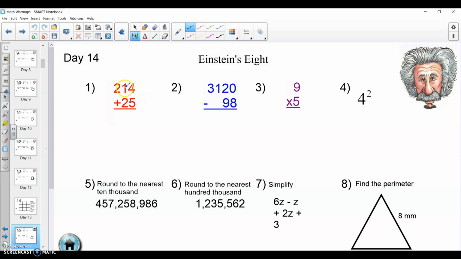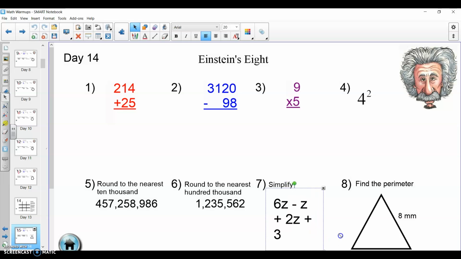All right, day 14 warm-ups. First, number 1 is addition, number 2 subtraction, number 3 is multiplication, number 4 is exponents. 5 you're rounding, 6 you're rounding, 7 is you're simplifying, and just realized on my screen here, probably should look at that again. All right, and then number 8 is perimeter. So Halloween candy for number 7, which I'll probably have to fix here in a second.